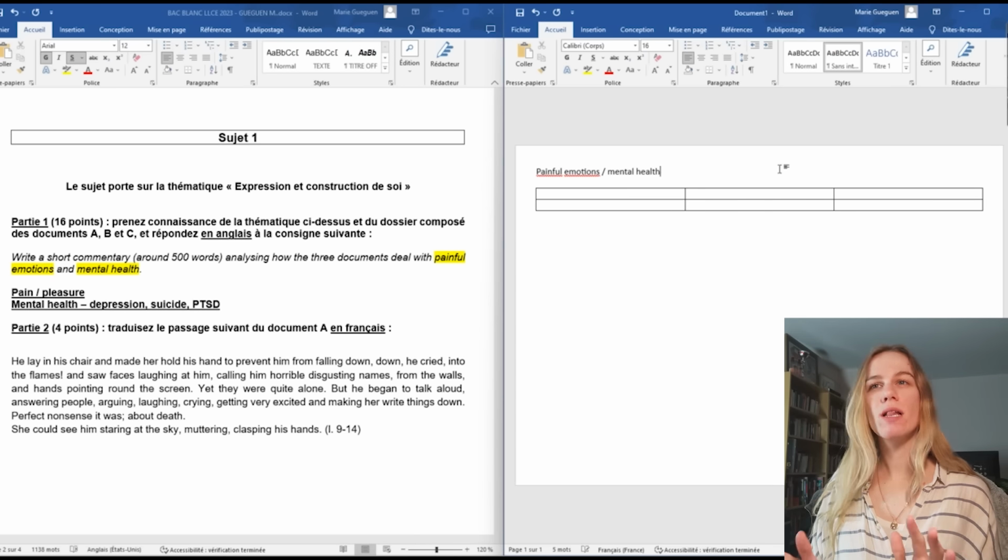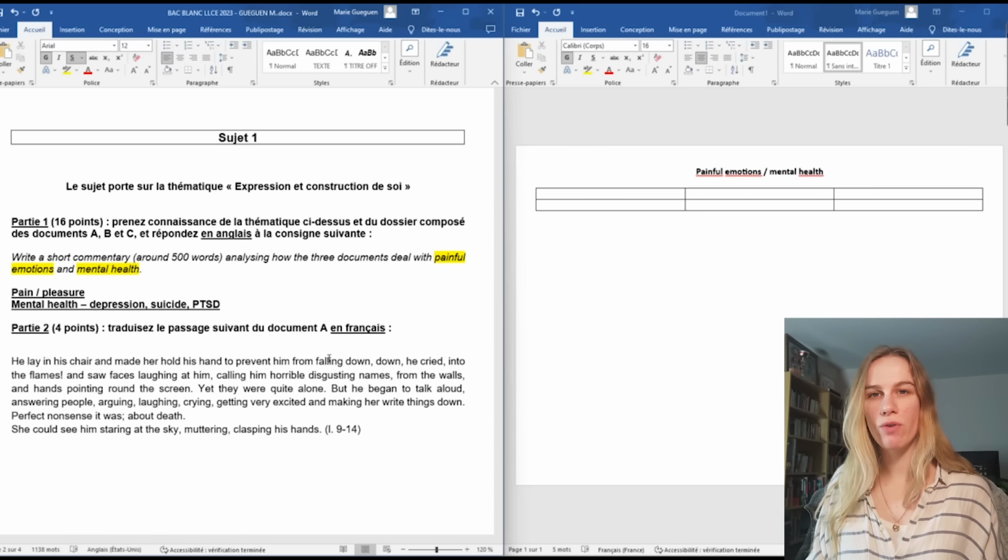Once you have done that, let's now have a look at the translation. If you want, you can do the translation first and the synthesis afterwards, or you can start with the synthesis and keep the translation afterwards. I would recommend minimum 30 minutes to work on the translation. Ideally 45 minutes, 40 to 45 minutes would be good.